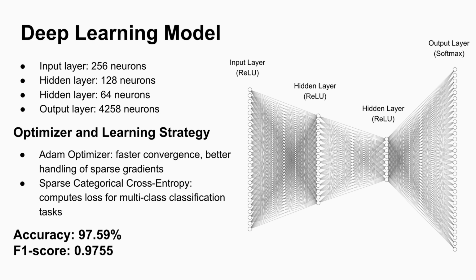Training utilized 5-fold cross-validation, an Adam optimizer with a learning rate of 0.001, and sparse categorical cross-entropy loss. Early stopping was implemented to mitigate overfitting, and the model achieved a test accuracy of 97.59% and an F1 score of 0.9755. Notably, the model was optimized to minimize false negatives, prioritizing the identification of true positives, which is a critical consideration given the severe consequences of misdiagnosis in rare diseases.